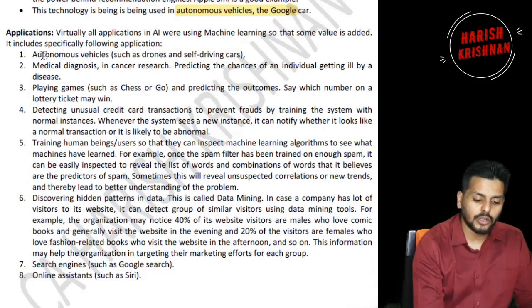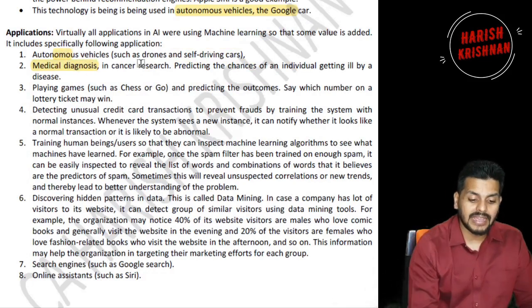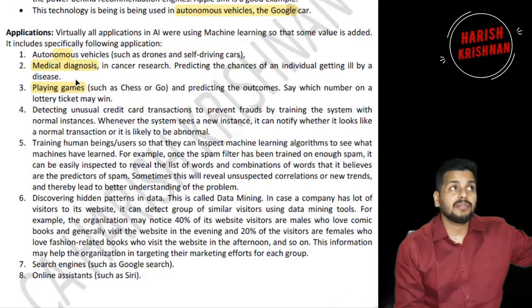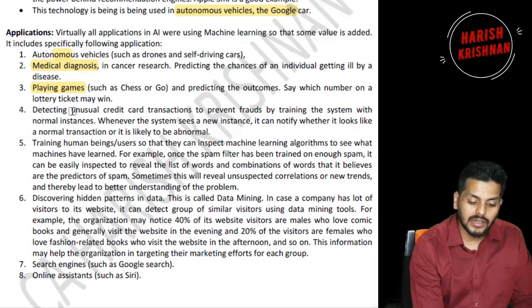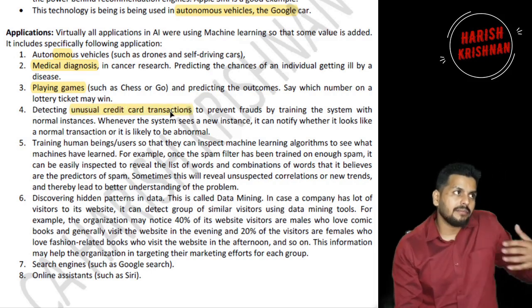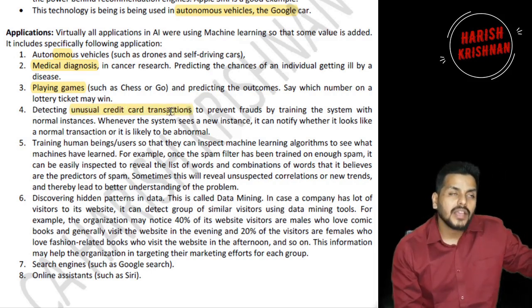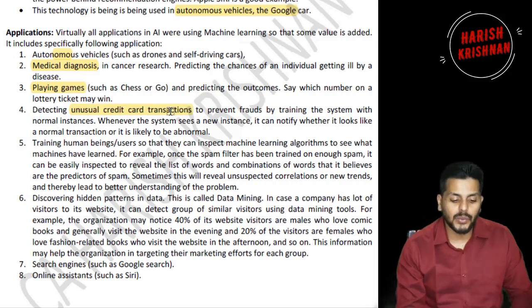It's used in autonomous vehicles, medical diagnosis and cancer research, playing games, predicting which lottery ticket will win, then detecting unusual credit card transactions. Normally my range of credit card transactions is 2000, 5000, 10,000. Suddenly if there's a 50,000 transaction, an alert will come.